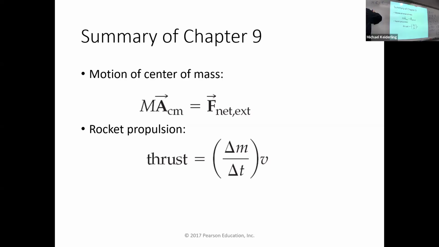And lastly, for rocket propulsion, thrust is equal to change in mass over change in time and velocity of the expelled material. So the rate at which material is being thrown out the back times the speed at which the material is being thrown out the back. Any questions about any of that?